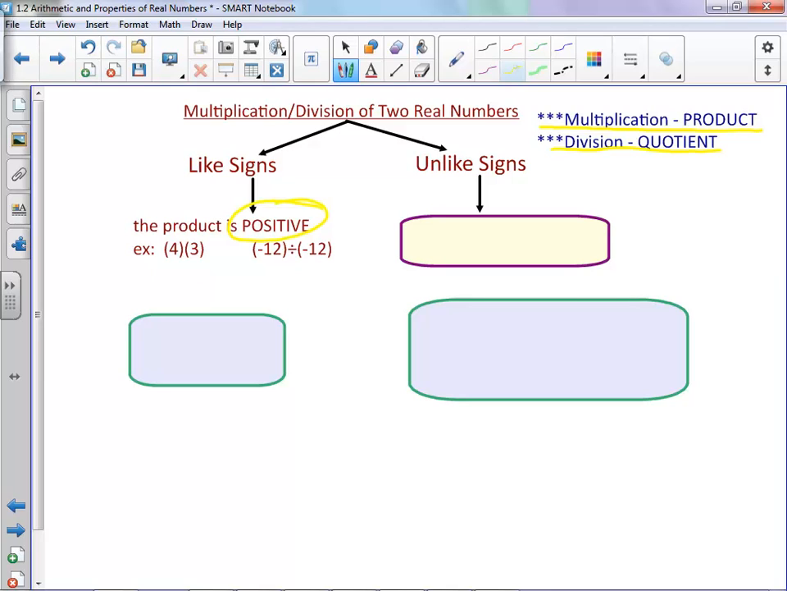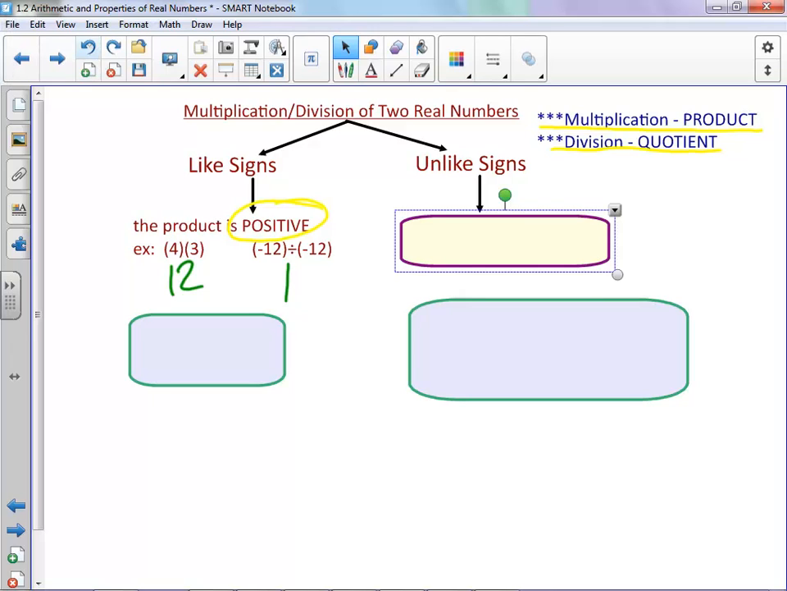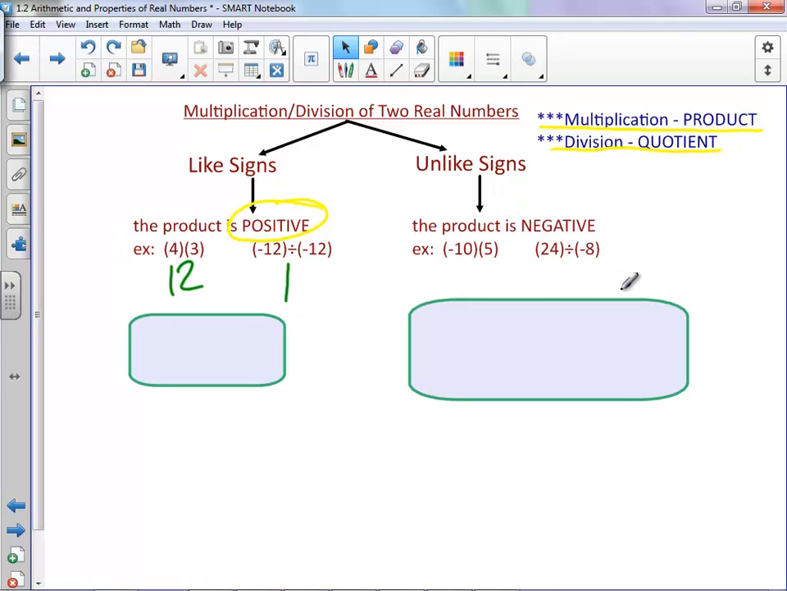So when you have 4 times 3, they're both positive. 4 times 3 is 12. Negative 12 divided by negative 12 is going to be a positive 1 because 12 divided by 12 is 1. Alright, now when unlike signs, remember this means one is positive and one is negative. And in this case, the product is always going to be negative. So for example, we have a negative 10 times a positive 5. So we know our answer is going to be negative. And then 10 times 5 is 50.